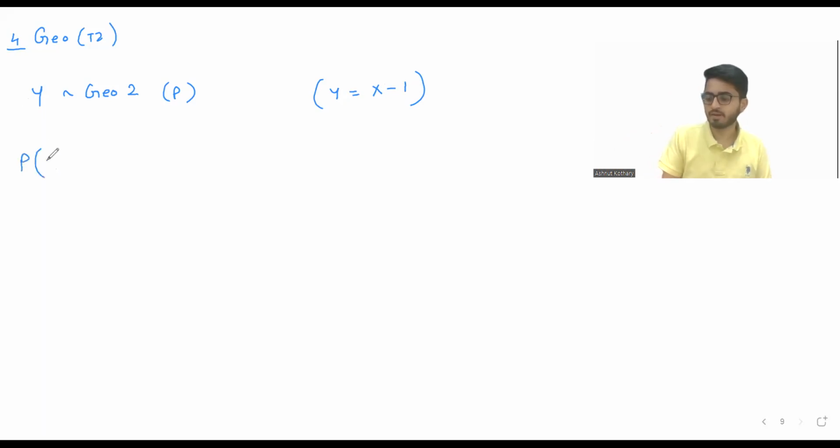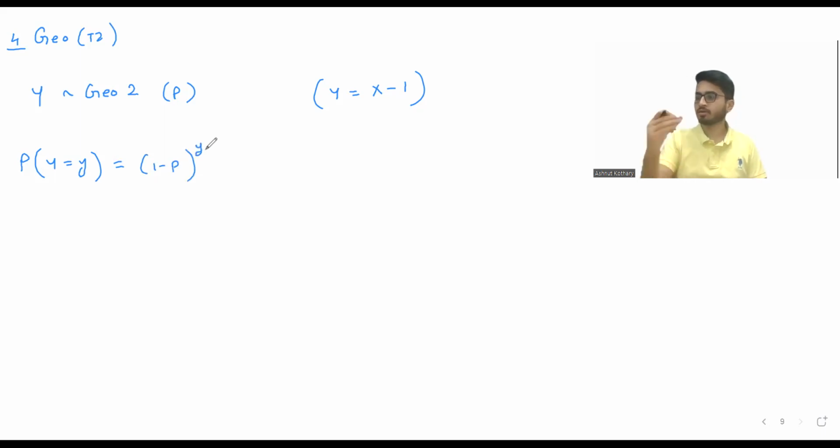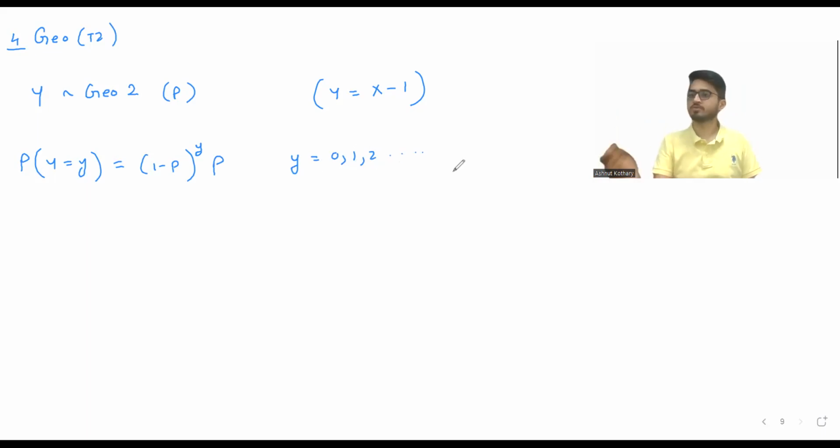And here probability Y equal to Y will be, how many failures do I want? Y failures I'm looking for. 1 minus P to the power Y. And then on the next trial, there should be a success as well. And the values which Y can take will be 0, 1, 2, so on, because we can have 0 failures before our first success. It is comparable from here as well. X was taking which values? 1 to infinite. Therefore, what values can Y take? 0, 1, 2, 3, again, so on till infinite.